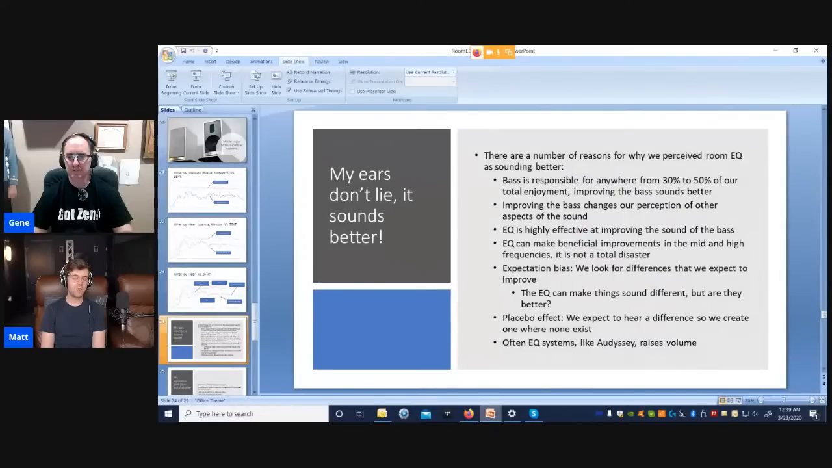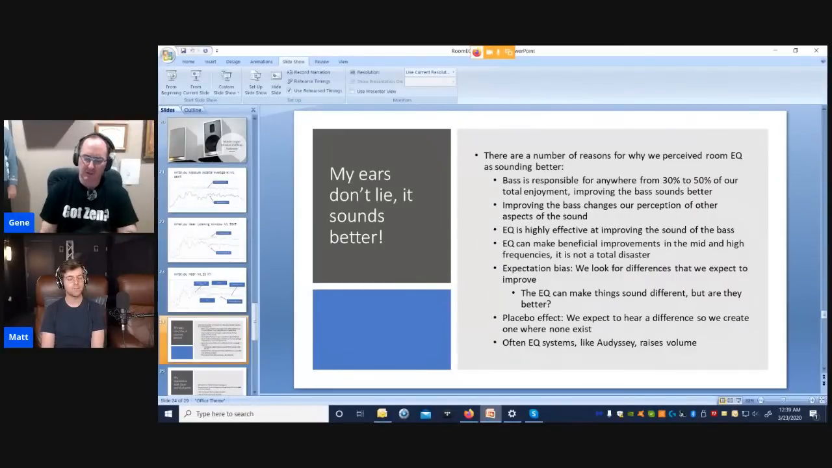The other thing that you mentioned is that we tend to hear things that are louder as better. And it's not uncommon for the levels not to be matched between the EQ'd and un-EQ'd version. Now, you mentioned Audyssey tends to make it louder when it's on versus off. And I think you know more about that than I do.